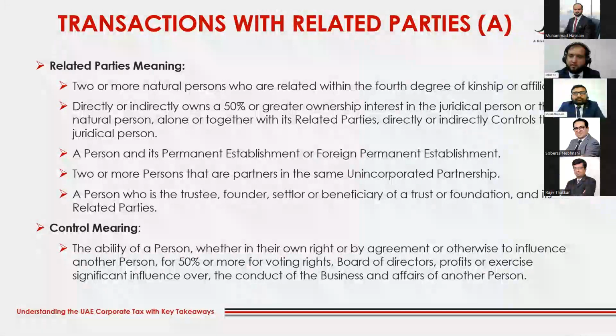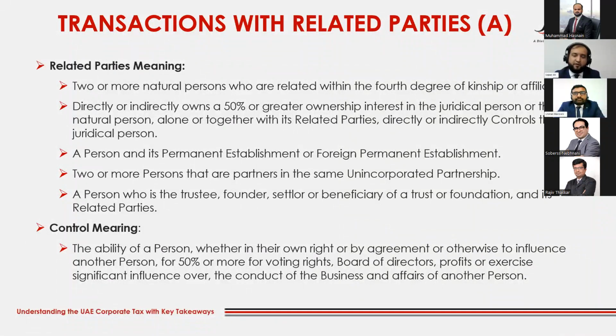Moving forward, I would like to discuss the term related party. The related party definition in IAS 24 is somewhat similar to the explanation given by the corporate tax law. A related party relationship is formed when two or more natural persons are connected through the fourth degree of kinship or affiliation, like a person who is running the business, the father of his son, the uncle of his niece and nephew, the grandfather of his son, daughter. Since all these persons are related parties, any transaction happening between them would be a transaction with a related party.